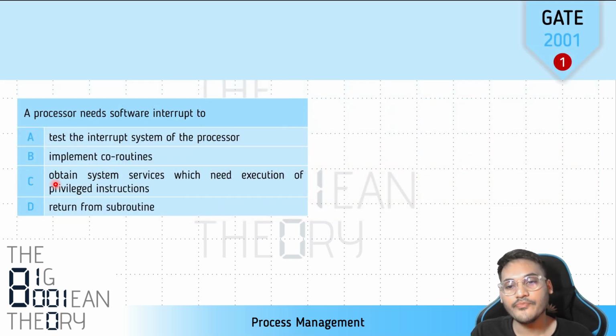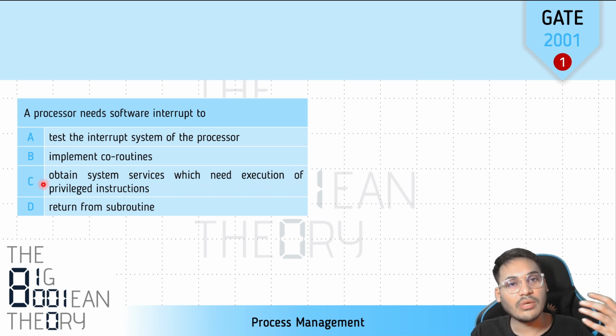Now let's come back to the options that we have. Option C is obtain system services which need execution of privileged instructions. This is exactly the definition of a system call, right? When you invoke a system call, you are requesting system services from the kernel. These services are provided by the operating system. These are operations which the user process cannot perform on its own. It requires the kernel's help, so it makes a system call to obtain system services. And within the system call, the operating system will be executing the privileged instructions, right? So this is what happens in a system call.